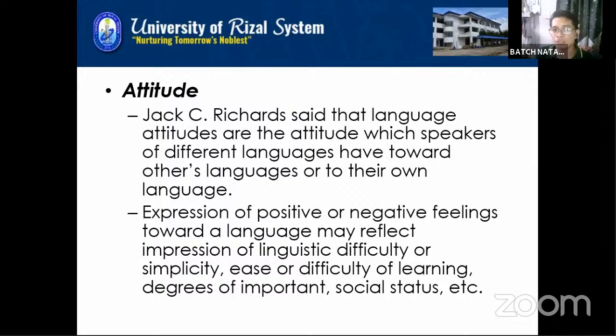So expression of positive or negative feelings toward a language may reflect impression of linguistic difficulty or simplicity, ease or difficulty of learning, degrees of importance, social status. In terms of difficulty of learning, let's say for instance that the child is passive on the first language of the child, considering that the child comes from the Philippines, is Filipino. So the child has this difficulty on understanding lessons in Filipino subject. Okay? So nahihirapan siya sa pag-aaral ng Filipino.